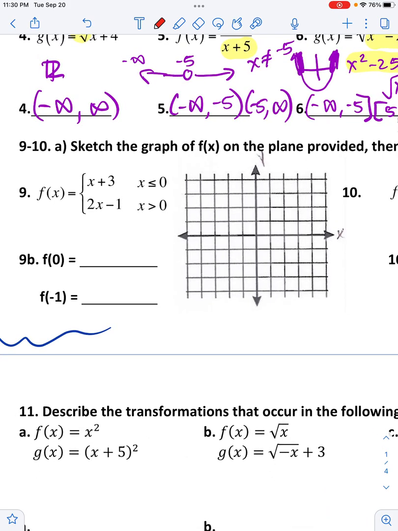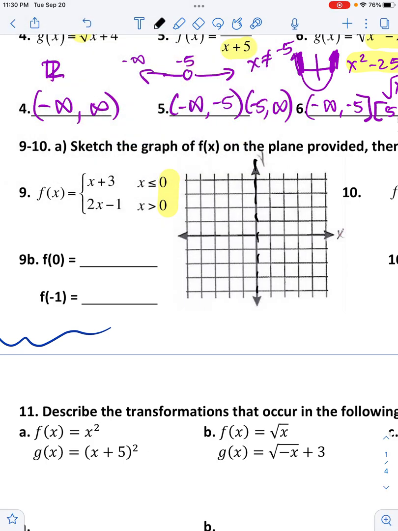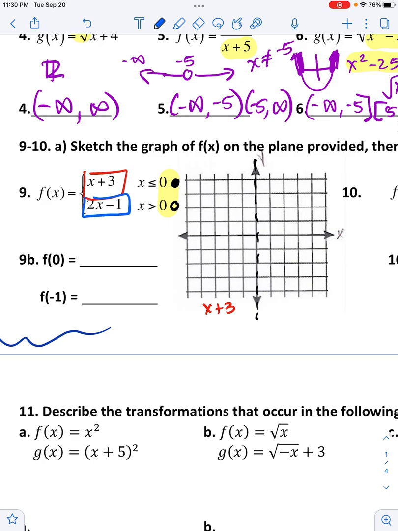All right, so we have 2 rules, 2 categories, and the numbers split at 0. So I like to think, okay, this is where the rule changes. This is included, this is not. This top rule is going to be for x less than or equal to 0. So that's over on this side. Then the bottom rule is for x greater than 0. So that's over here. Both of these are lines.